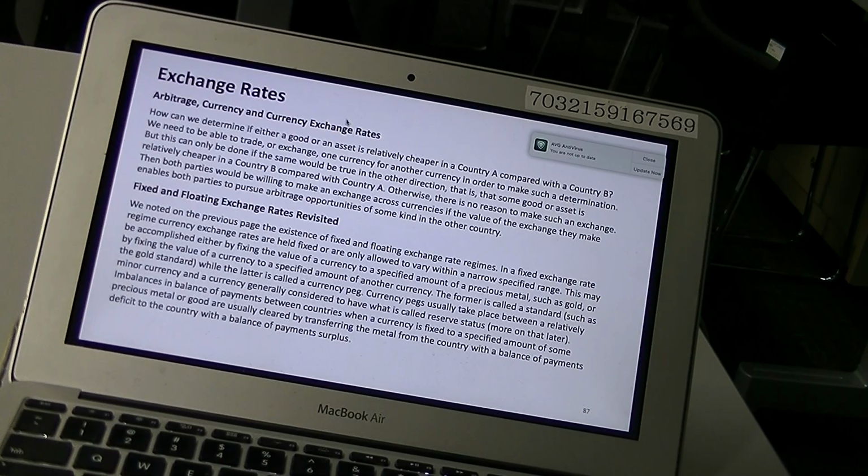Right, and here I talk about how a currency peg takes place between a relatively minor currency, such as the Hong Kong dollar, and a currency generally considered to have what is called a reserve status. The reserve statuses are the major world currencies, and right now they are the US dollar, of course the most important, the euro, and the Japanese yen. And we'll see a few other countries have a little bit of importance, but much, much lower.